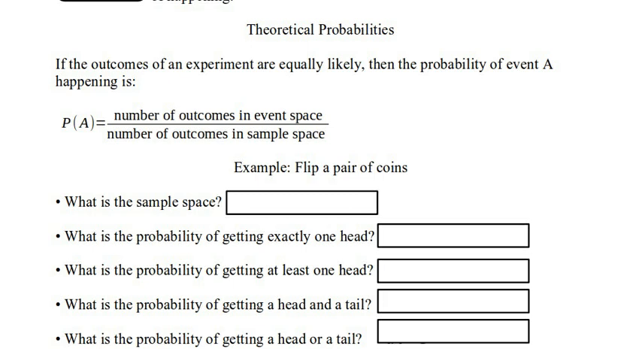So theoretical probabilities look very much like empirical probabilities. We figure out the number of outcomes in the event space. Remember, the event space is the outcomes that we're interested in, that we want to find the probability for. And we divide that by the total number of outcomes, that is, the total number of outcomes in the sample space. So let's look at flipping a pair of coins. So here it is. I've been leading up to this.